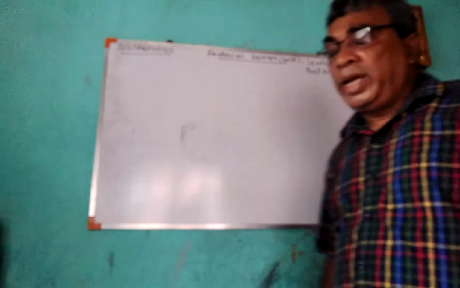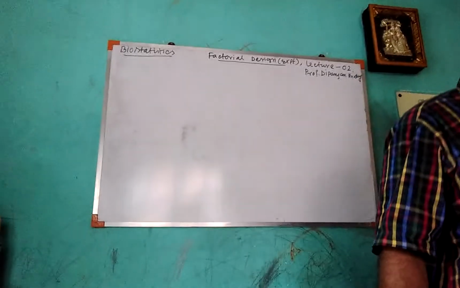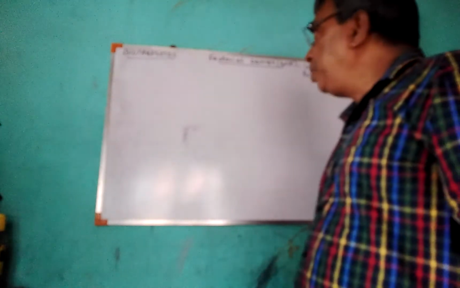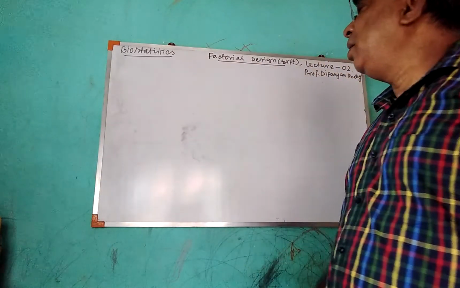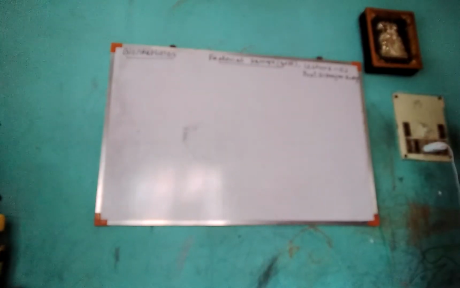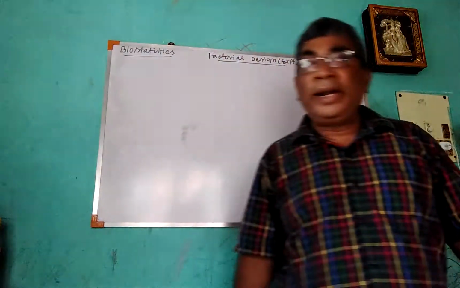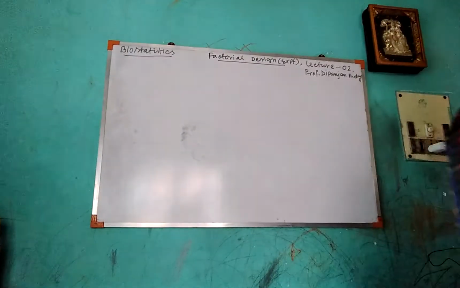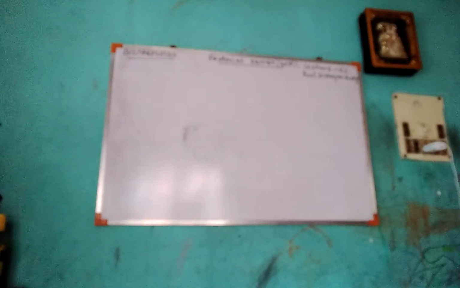In this lecture, the learner will understand the different types of factors, that is independent variable and dependent variable, types of independent variables, and examples of dependent and independent variables. Because in factorial design, two things are very important: dependent variable and independent variable. So let's start lecture 2 of factorial design.